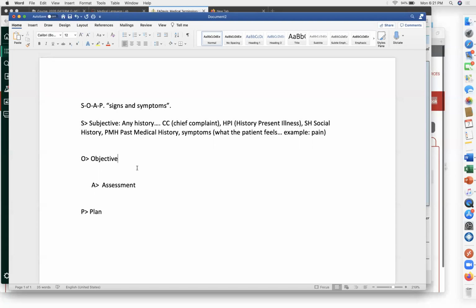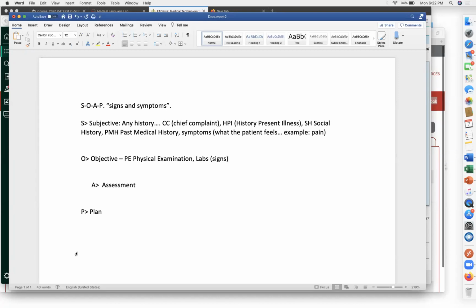Now, objective is your physical examination and your laboratories. Any tests that I did to you, ultrasound, CT scan, MRI, all of that falls under the objective. And those are signs. Those are things that I can see. For example, all of us know what a stop sign looks like. It's red, it's octagonal, and it says the word stop.